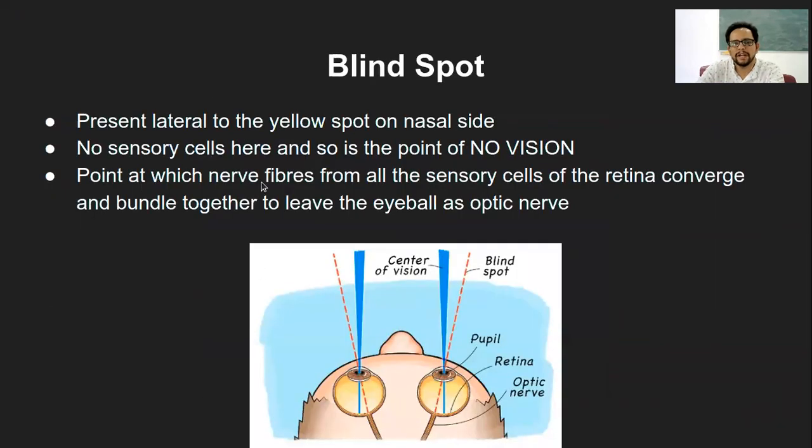It is the point at which the nerve fibers from all the sensory cells of the retina converge, bundle together and leave as the optic nerve. Again, just to show you in this diagram, the central axis, which is the horizontal axis of the eye structure, meets at a point that is the point of best vision, and this yellow line, wherever it meets at the start of the optic nerve, that is called the blind spot.